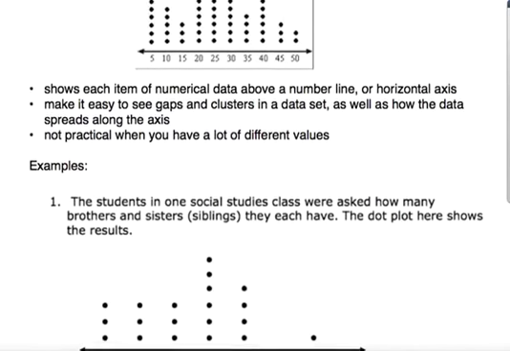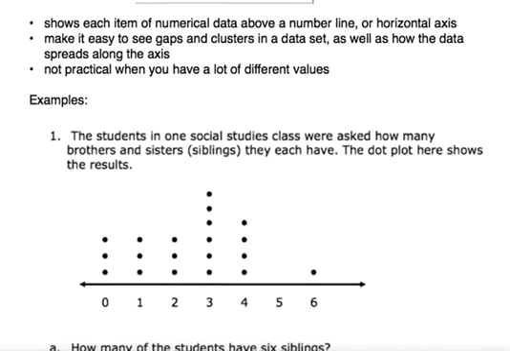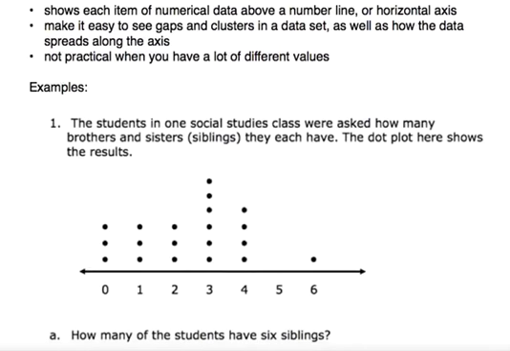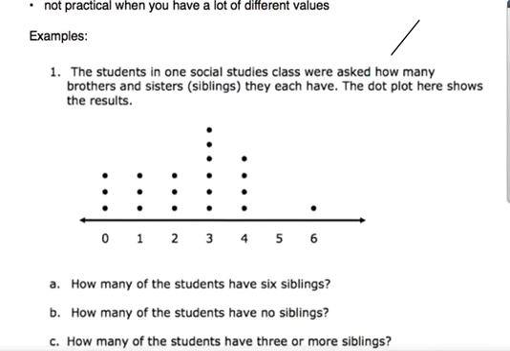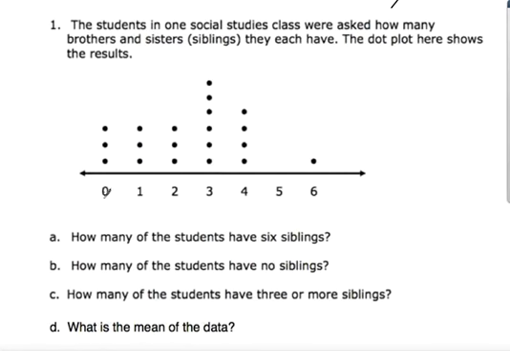So example 1 says the students in one social studies class were asked how many brothers and sisters, or siblings, they each have. The dot plot here shows the results. In the dot plot, we can see that the lowest number of siblings that someone had was none, and the highest was 6. A says how many students have 6 siblings. So we go to 6, see how many dots we have. We have 1, so one person had 6 siblings.